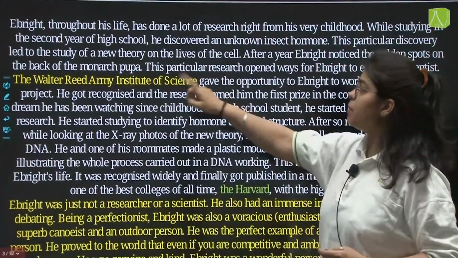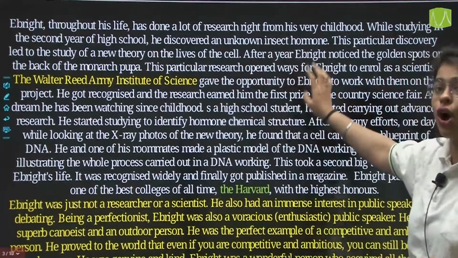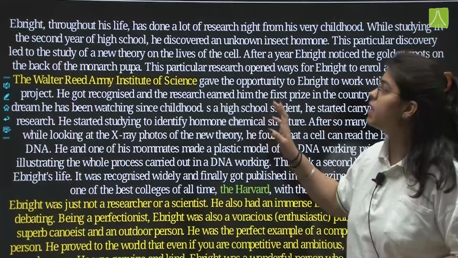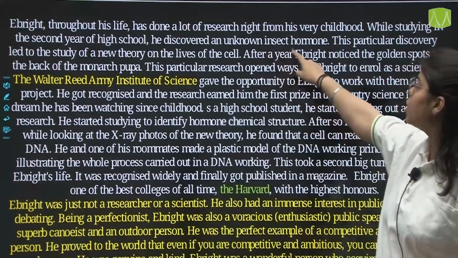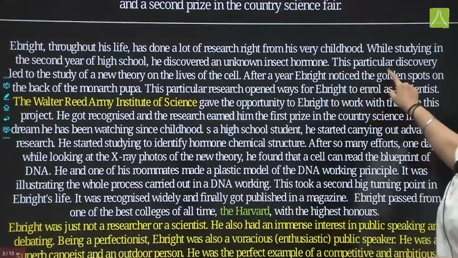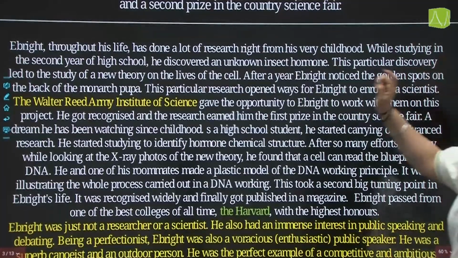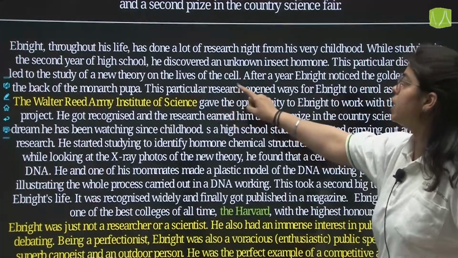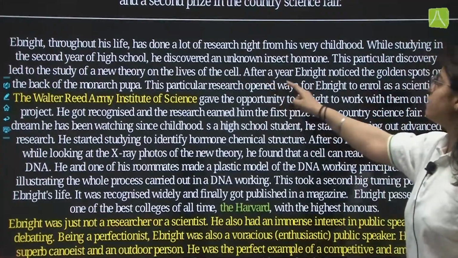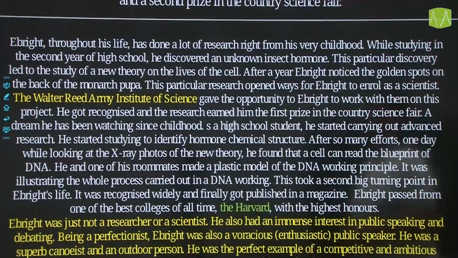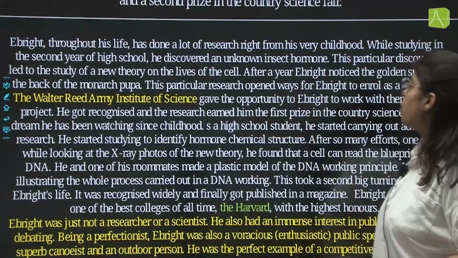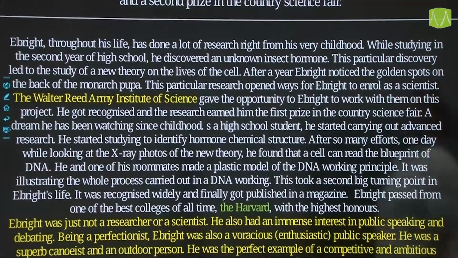From here, E. Bright, throughout his life, did a lot of research right from childhood. While studying in the second year of his high school, he discovered an unknown insect hormone, and this discovery led to the study of a new theory on the life of the cell. This has to be marked important. After a year, E. Bright noticed golden spots on the back of the monarch pupa. This research opened the way for E. Bright to enroll as a scientist.